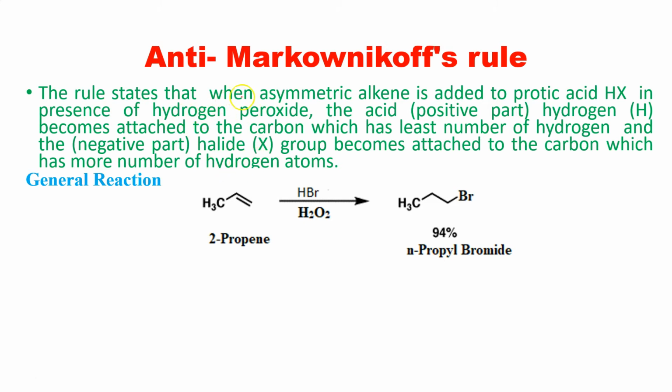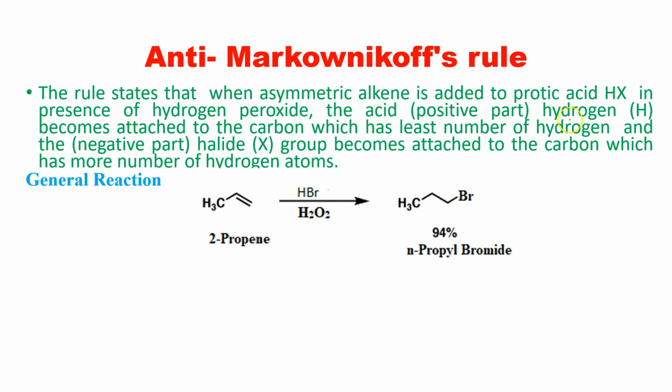The rule states that when an asymmetric alkene is added to a protic acid, up till there the statement is the same as per the Markovnikov rule, but the statement is further modified in the presence of hydrogen peroxide, and that is why it is also said to be the peroxide effect. It is hydrogen peroxide that will react, and it is also called the peroxide effect.